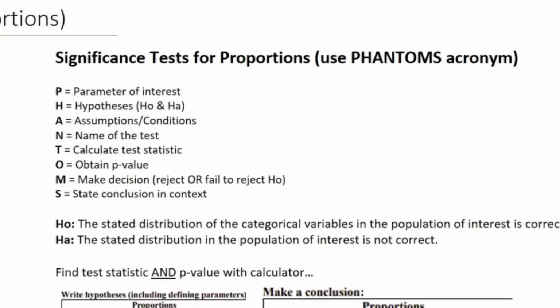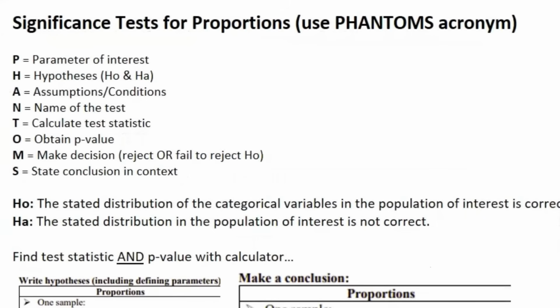Okay, so that is confidence intervals, but now for proportions, you also have significance tests. For significance tests, you're going to use the PHANTOMS acronym. So your parameter of interest, the same as confidence intervals, but now you're going to have hypotheses. You're going to have H0, which is your null hypothesis, or the stated distribution of the category.